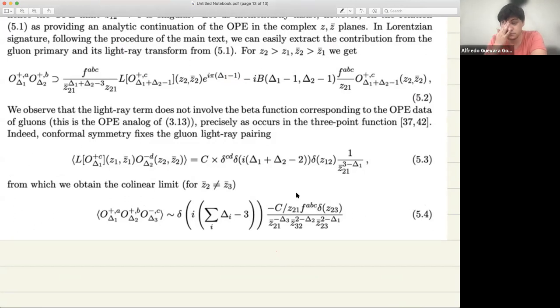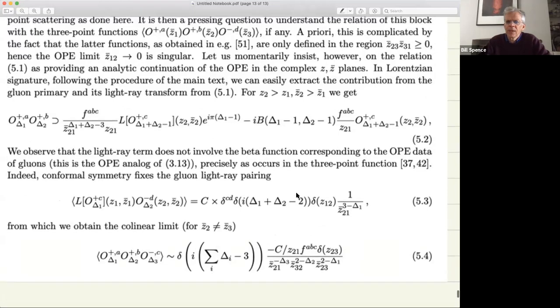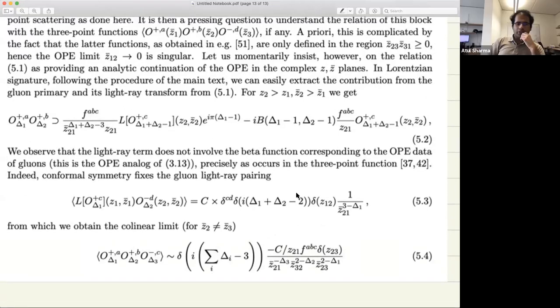Okay, thanks. Atul, you had a question? How would one observe this light transform exchange in the momentum space collinear limit in 5.2? Like the second term of 5.2 was derived from the momentum space collinear limit. Will the first term require some kind of an infinite summation of all subleading conformal descendants or something?